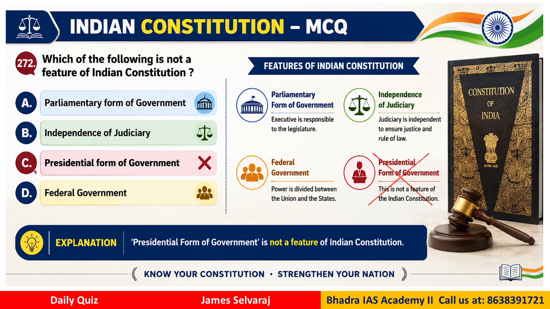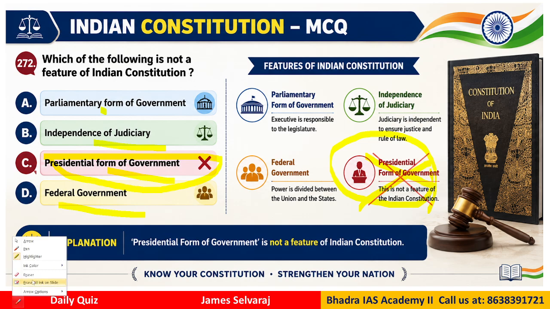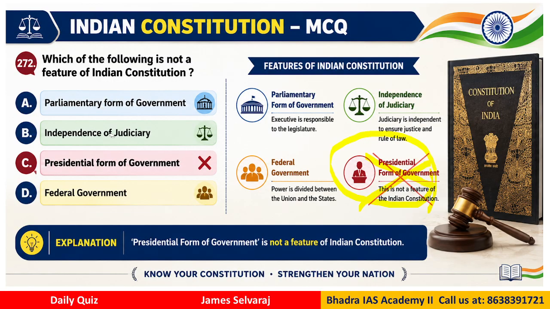Question number 272. Which of the following is not a feature of the Indian constitution? Parliamentary form of government, independence of judiciary, presidential form of government, federal government. Which is not in India? We don't have the presidential form of government, right? So the presidential form of government is not a feature of the Indian constitution. The answer would be C, because we have the parliamentary form of government, independence of judiciary. We also have a quasi-federal government.